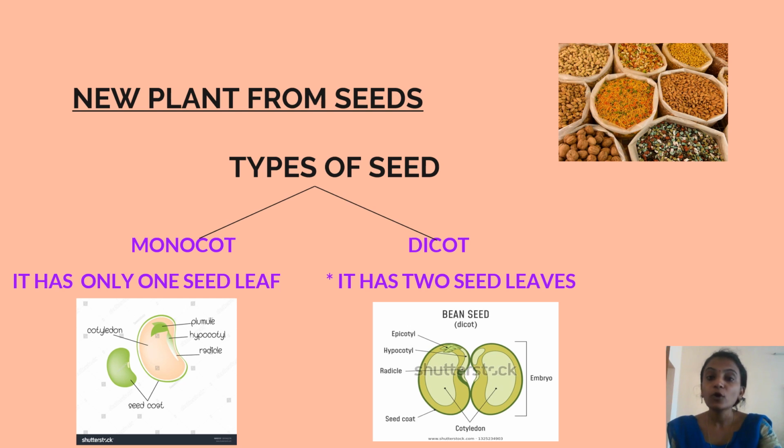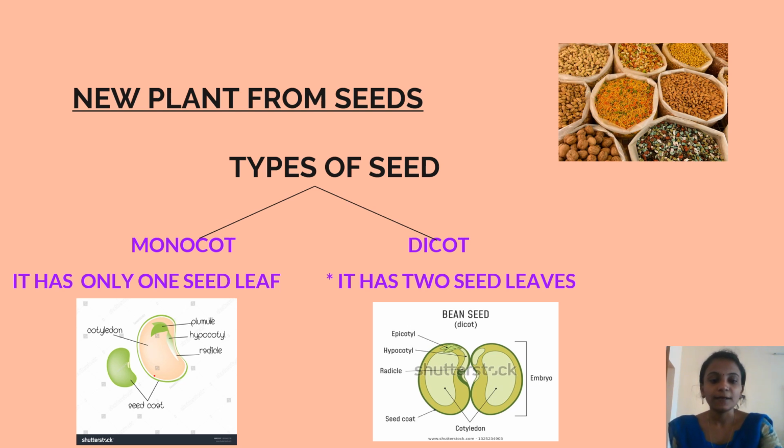Monocot seed means it has only one seed leaf, and dicot seed means it has two seed leaves. Mono means one, so it has only one seed leaf. Di means two, so it has two seed leaves. Okay, see the picture here clearly.